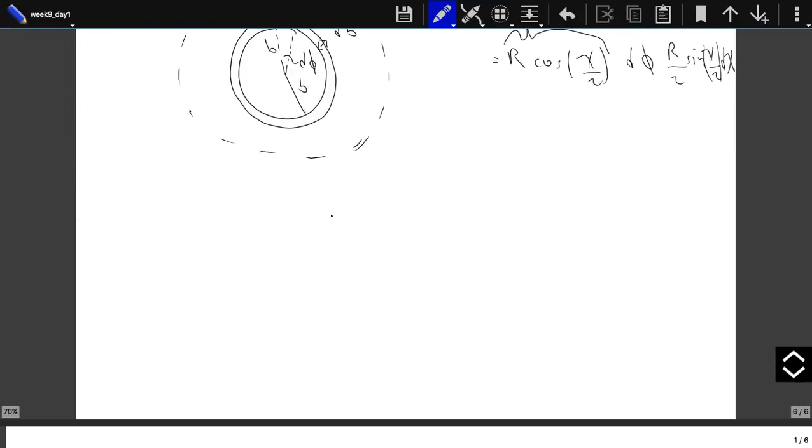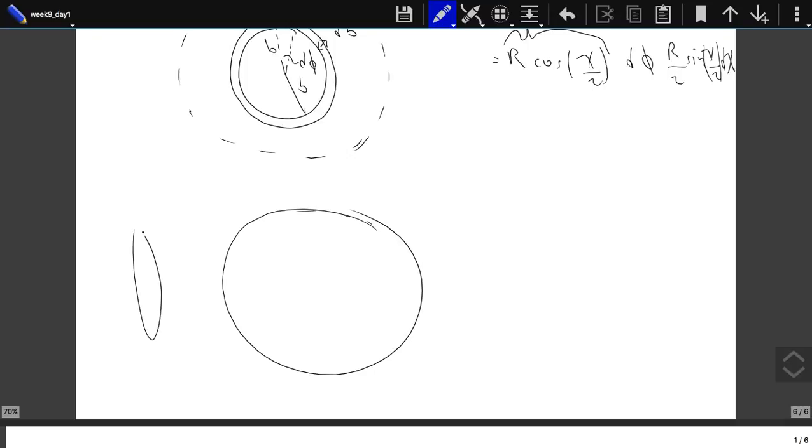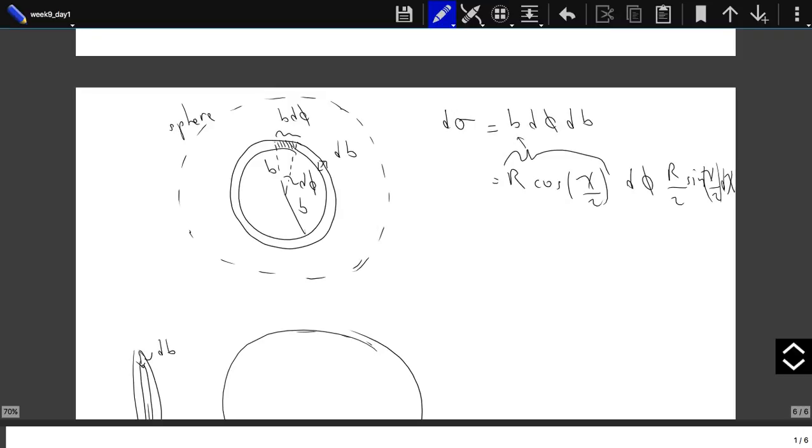So if we just look at it again from the side, this is my sphere that I'm targeting. And this is my ring. This is b. dB is this thickness. Yeah. The ring over there is not on the sphere. I'm just looking at this. So this is my two-dimensional view. I'm targeting an area in this two-dimensional view.